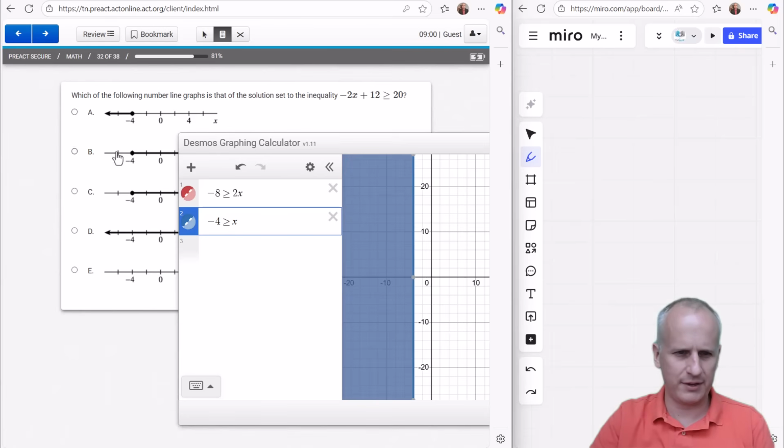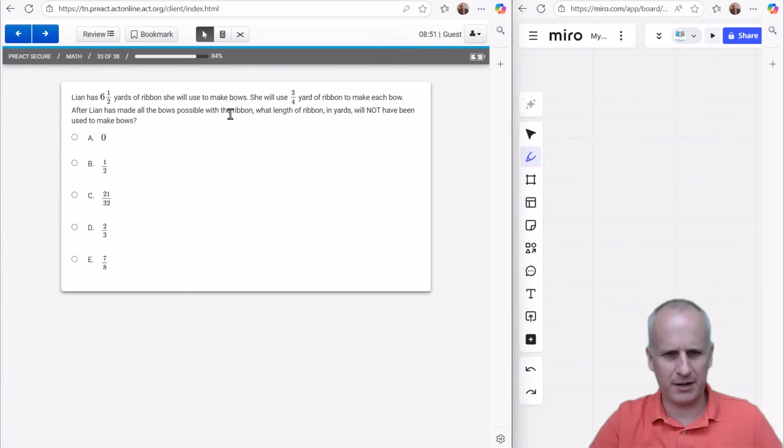We just have to find an answer choice whereby negative 4 is greater than or equal to x. So x could be anything less than or equal to negative 4, which matches answer choice A. We move on to the next problem.